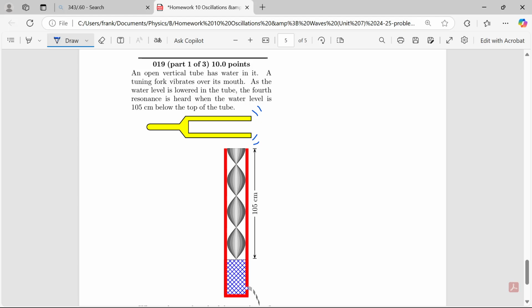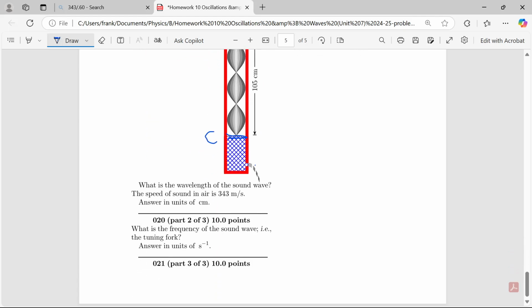As the water level is lowered in the tube, the fourth resonance is heard when the water level is 105 centimeters below the top. This is called an open, closed tube because one end is closed. The water forms a barrier. Essentially, that end of the tube is closed. Even if it's open below that, the water creates a close. So it's an open, closed tube.